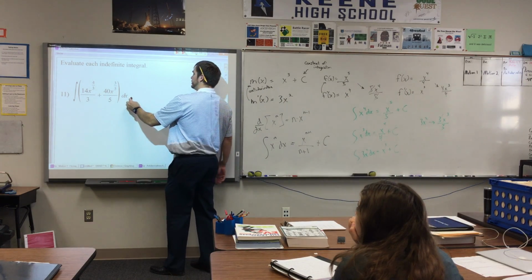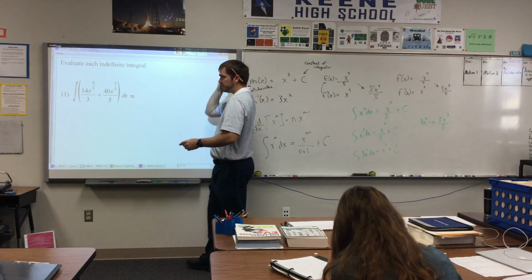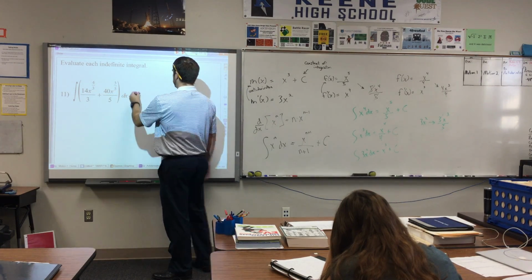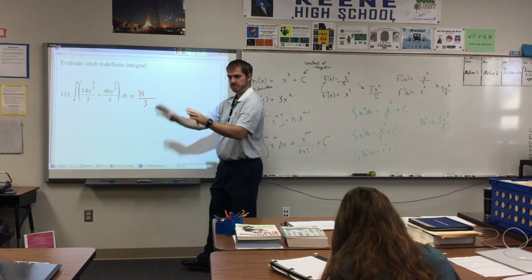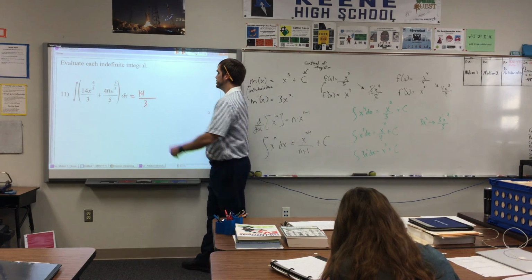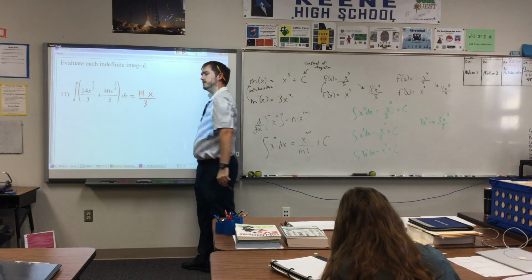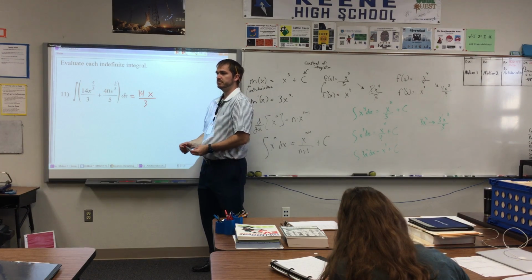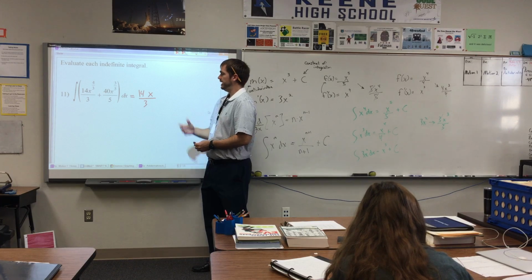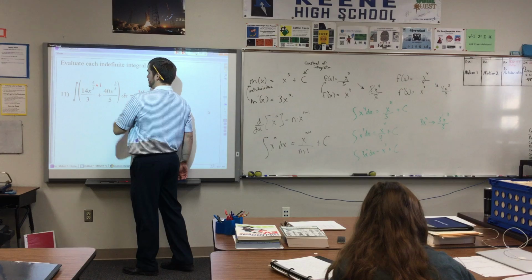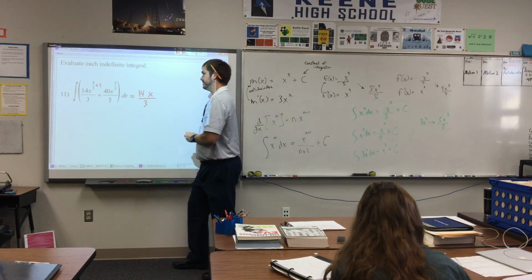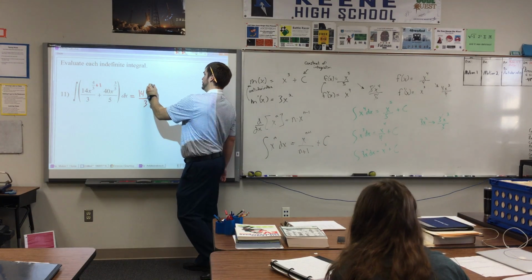Just apply the process here, Chloe. I'm going to keep that 14 and that 3. I'm going to keep those as is, right? So, what's the process here? Add 1 to 4/3. That would be to the 7/3.